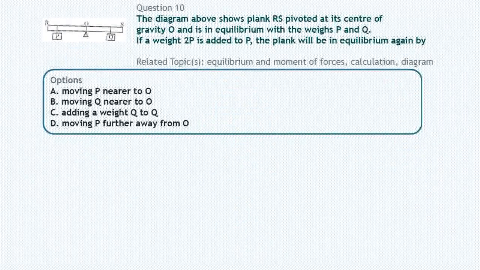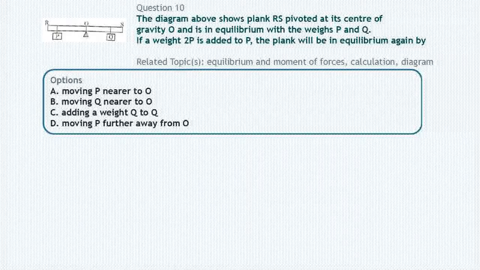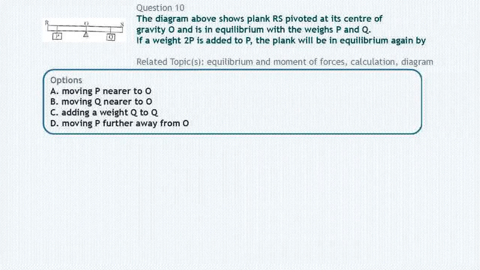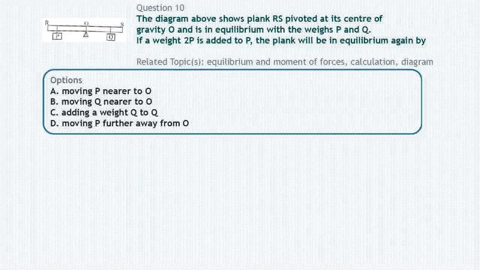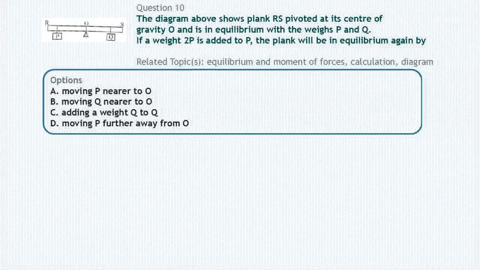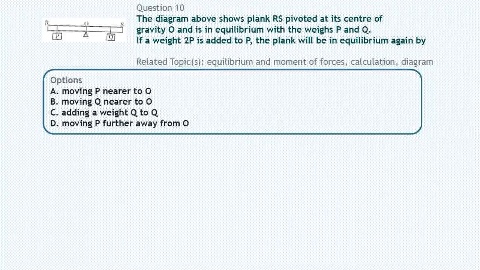Next question on equilibrium and moment of forces. The diagram above shows plank RS pivoted at its center of gravity O and is in equilibrium with the weights P and Q. If a weight 2P is added to P, if you add another weight 2P to P, the plank will be in equilibrium again by.